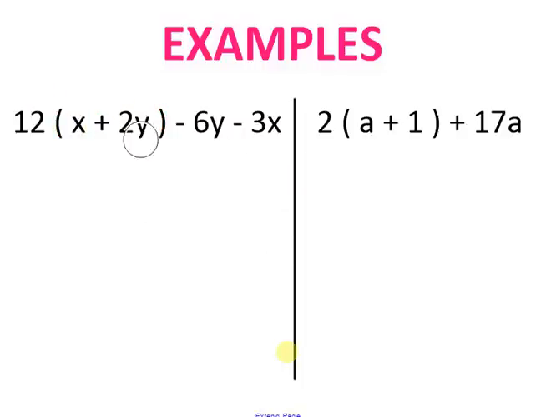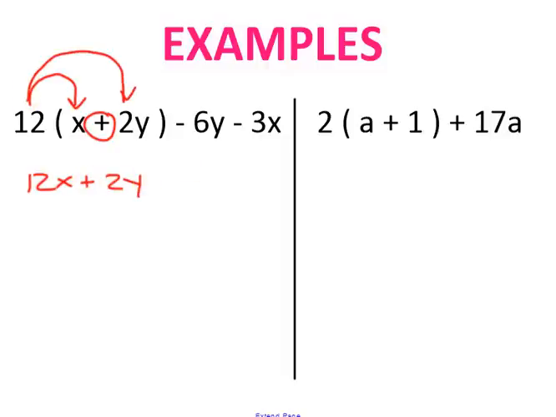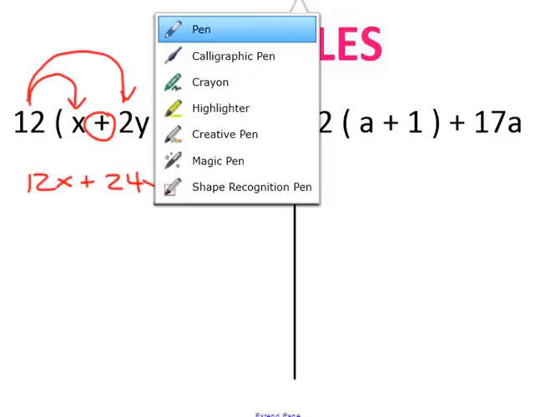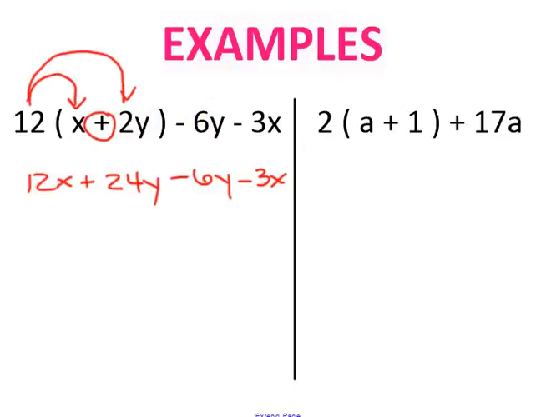Okay, let's erase this problem and start again. I could go back, but I don't want to confuse you. Okay, 12 times x is 12x. I forgot to write the x. Bring down your operation. 12 times 2y is 24y. And look at that, I was about to mess up again. And then bring down the rest of the problem. Okay. Now combine like terms.